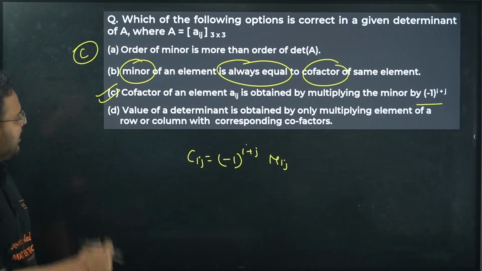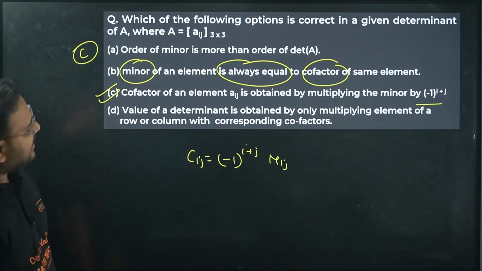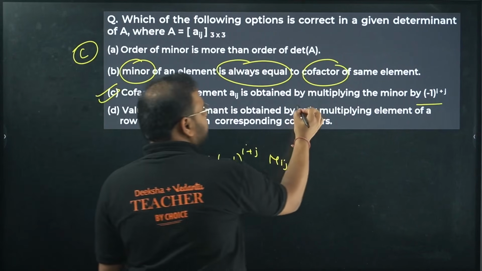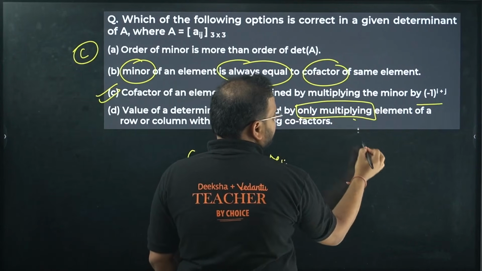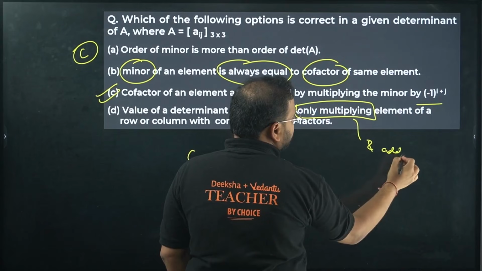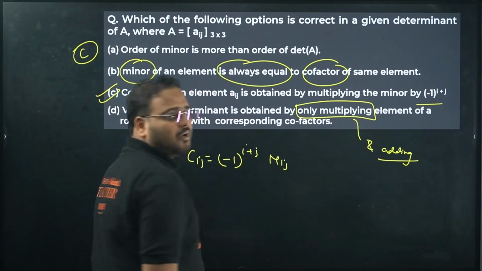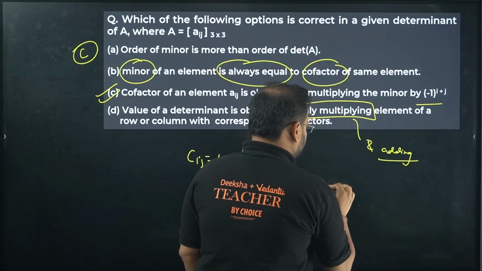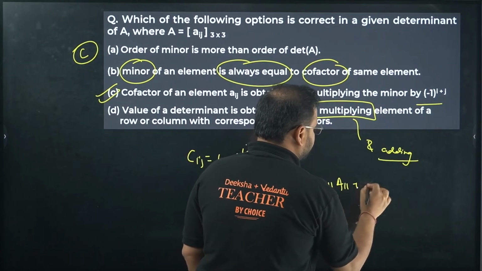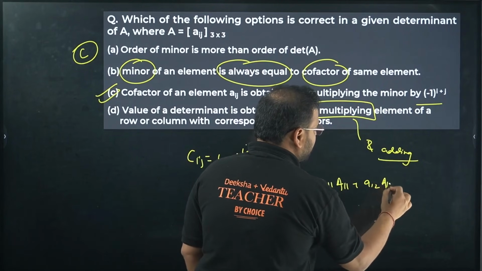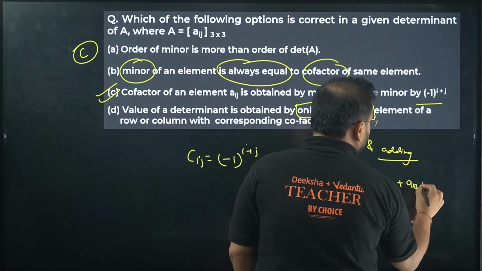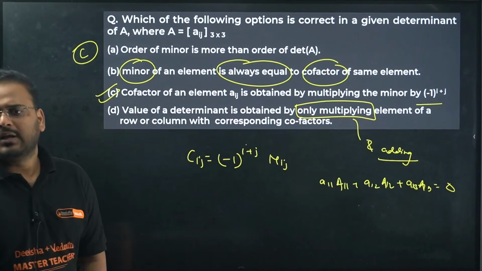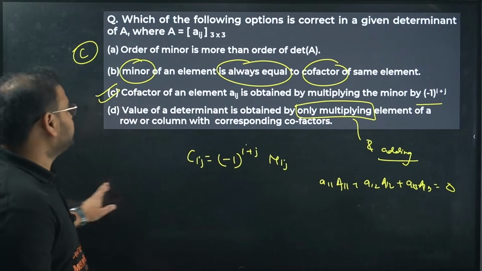Option D is what? Value of determinant is obtained by only multiplying elements of a row or column with corresponding cofactors. Not only multiplying. Multiplying and adding also, no? Only multiplying is not good. You have to multiply and add. Remember, the result is this: a11 A11 plus a12 A12 plus a13 A13. This is the determinant value, not just multiplying. Yes, so option C is the right choice.